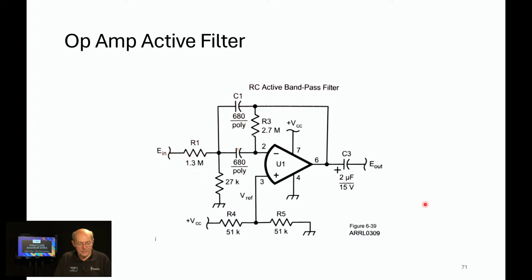And here's a schematic of one. This happens to be, it's called an active bandpass filter. It's active because there's a powered amplifier in the circuit. It's a bandpass because of the configuration of capacitors and resistors.